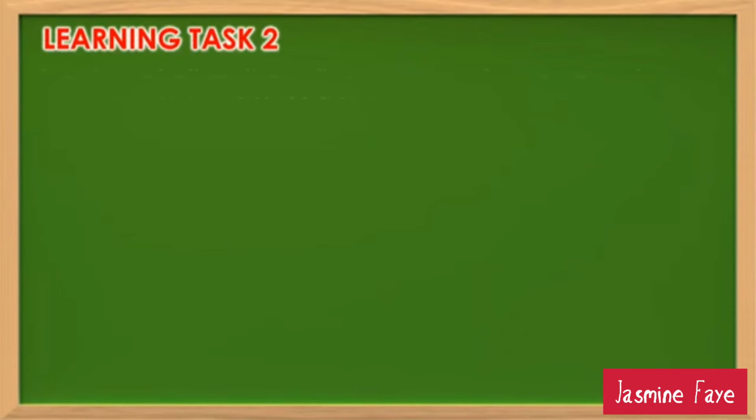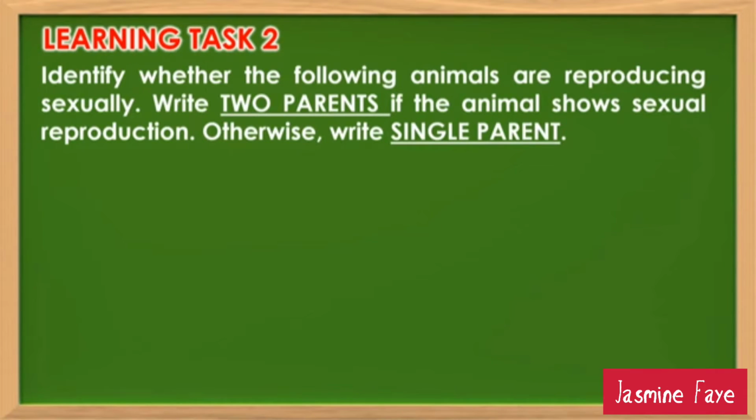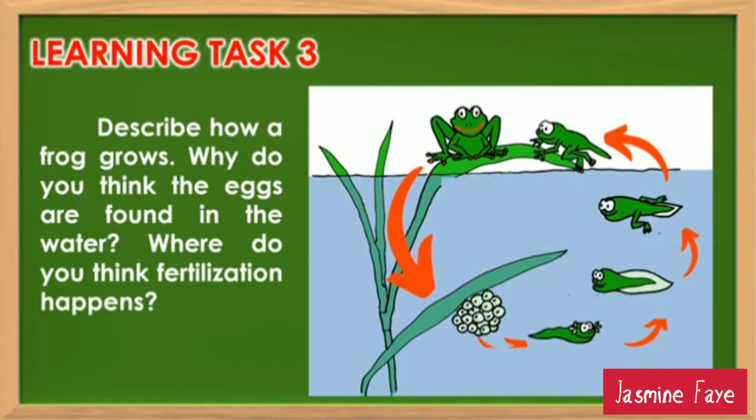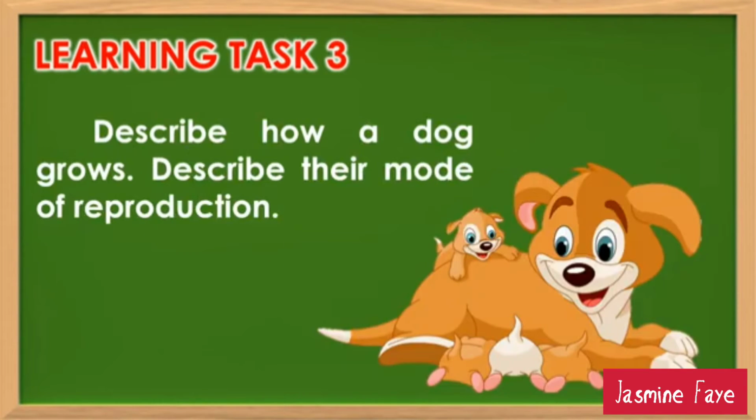Grade 5 learners, identify whether the following animals are reproducing sexually. Write 2 parents if the animal shows sexual reproduction. Otherwise, write single parent. For learning task 3, describe how a frog grows. Why do you think the eggs are found in the water? Where do you think fertilization happens? Describe how a dog grows. Describe their mode of reproduction.